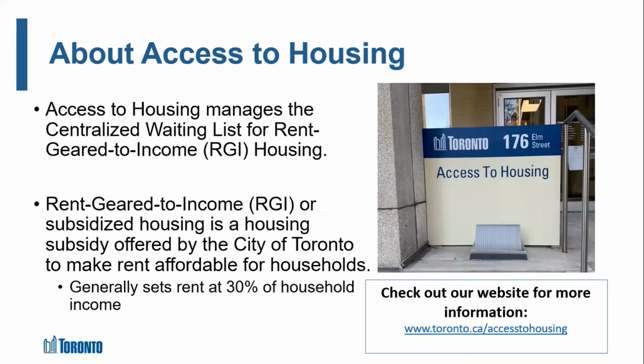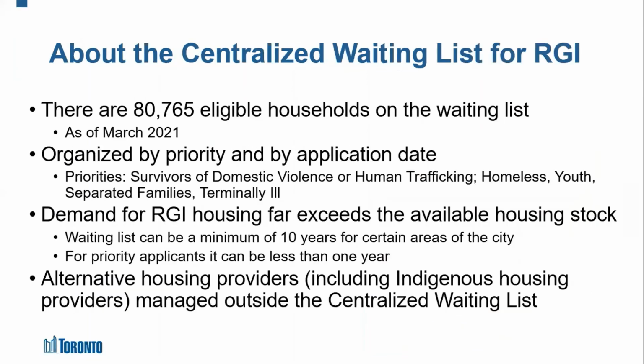So to get started, Access to Housing manages a centralized wait list for rent geared to income housing. Subsidy is offered by the City of Toronto to make rent affordable, generally setting the rent at 30% of the household income. There are approximately just over 81,000 eligible households currently on the wait list. The wait list is prioritized by application date, taking into consideration the first priorities, which are survivors of domestic violence or human trafficking, then homeless and youth, separated families, and terminally ill.